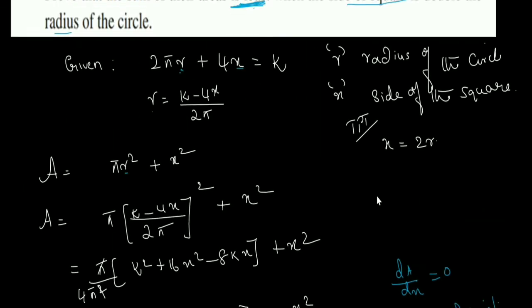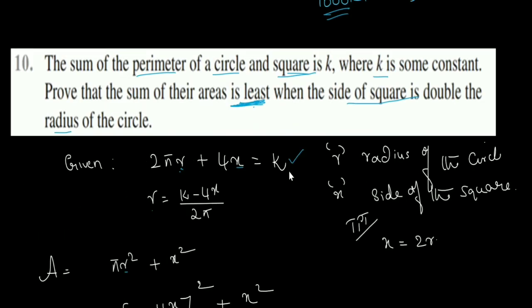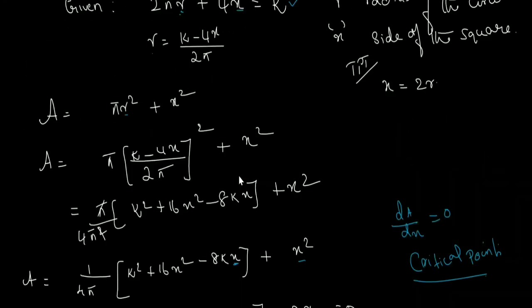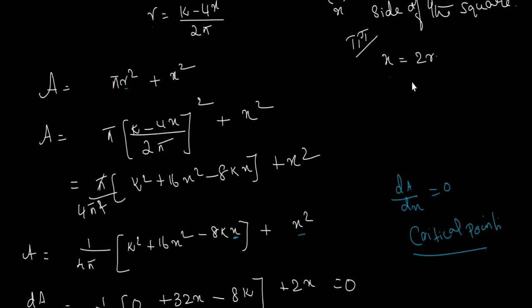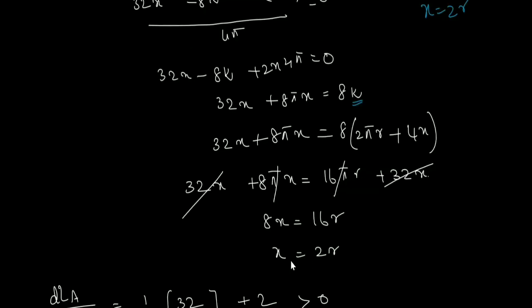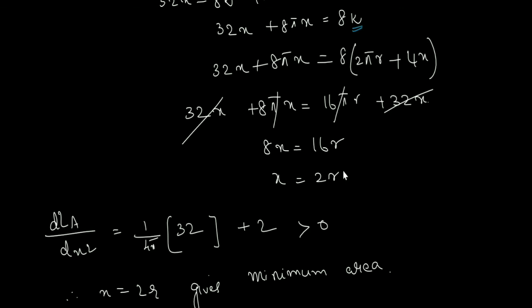Now k is a constant given in the question. It is given as 2 pi r plus 4x. So substitute, because we have to prove that x is equal to 2r. Use the given condition k is 2 pi r plus 4x, because k should be eliminated. So 32x plus 8 pi x is equal to 8 into 2 pi r plus 4x, which is 16 pi r plus 32x. You can cancel this and we get 8x is equal to 16r, so x is equal to 2r.